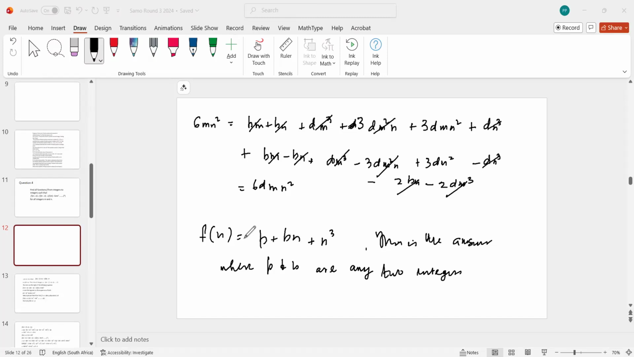If you try substituting m plus n and m minus n and all that, and try to work the left-hand side out, you will land up, I tried it, with 6mn squared, exactly. Well, anyway, it's almost the same as this calculation. So that's where you are. All right, so this is your answer to this question. And p and b are any two integers, like for instance, f of n can be 3 plus 5n plus n cubed. That will satisfy that equation that we had.